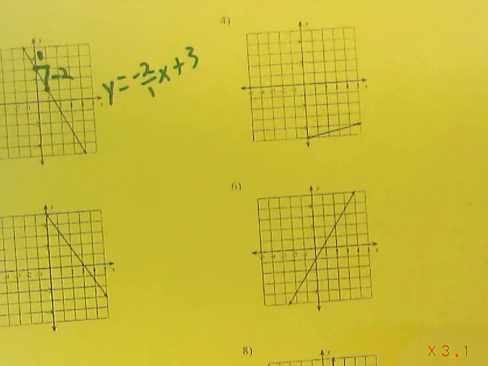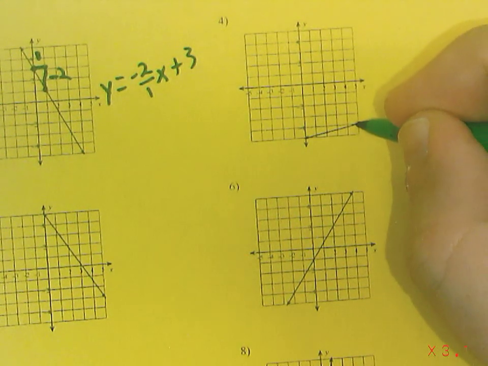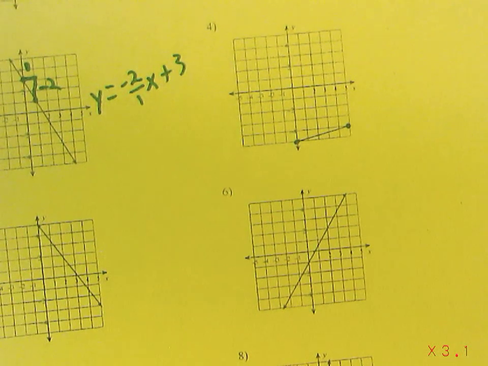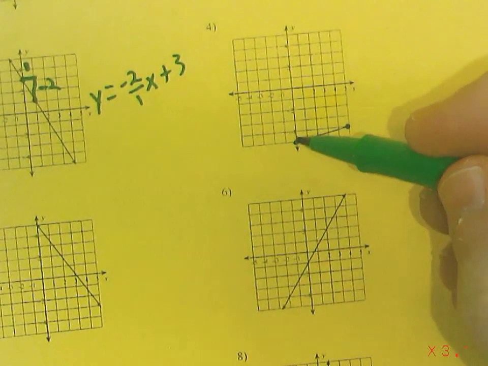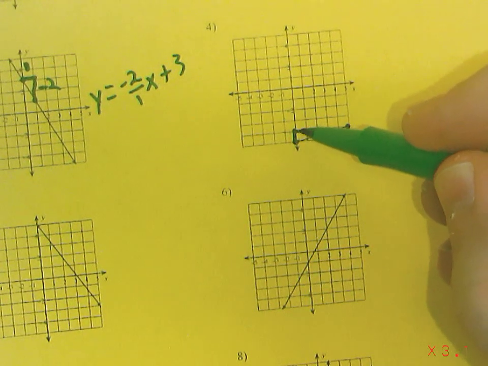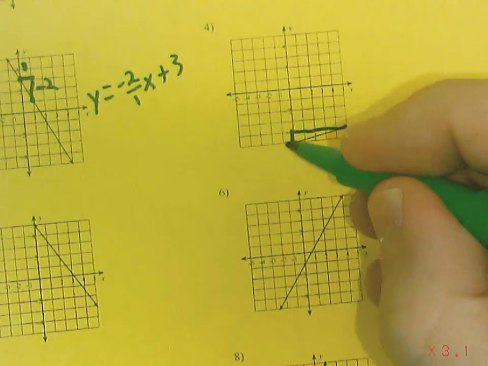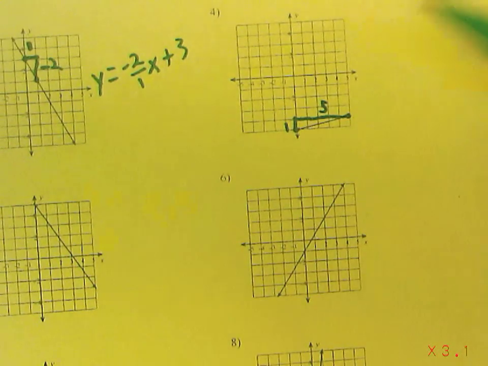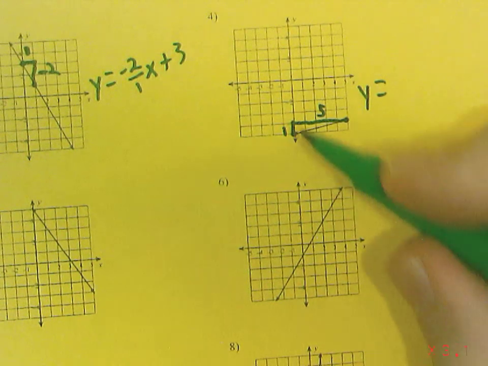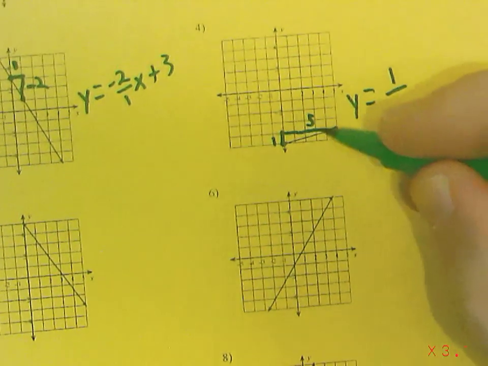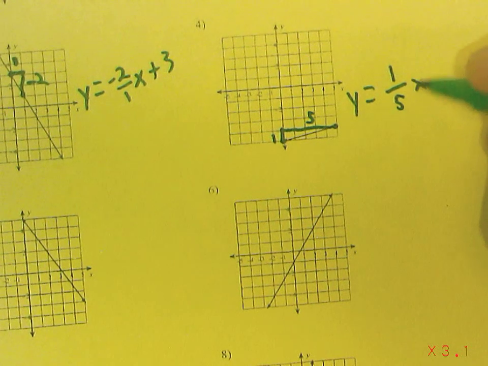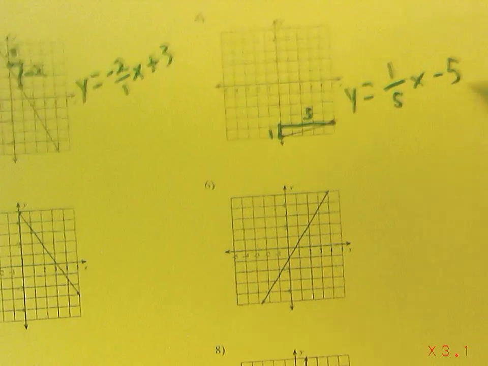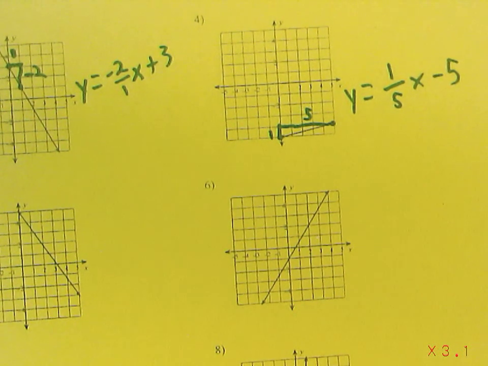Okay, let's look at another example. Let's look at this one right here. It looks like there's only 2 points where it's at an intersection, right here and right here, at the edges of the graph. So if I do my stair between those 2 points, it looks like it went up 1 and over 5. So y equals, my slope would be rise of 1 over run of 5x, and then it's crossing right here at -5, so it would be -5. And that's your equation for that line.